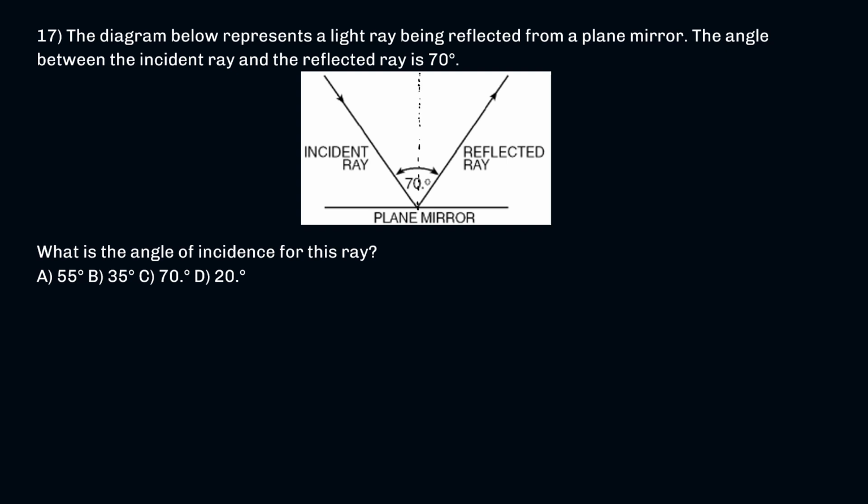So essentially, you're just going to cut 70 in half, because the angle over here, so there's one in red, the angle here is going to be equal to the angle over here. So just cut 70 in half, and you're going to end up with the angle of incidence being 35 degrees, because the angle of incidence is going to equal the angle of reflection. Let's move into our final example.